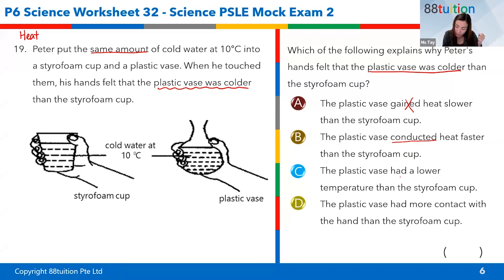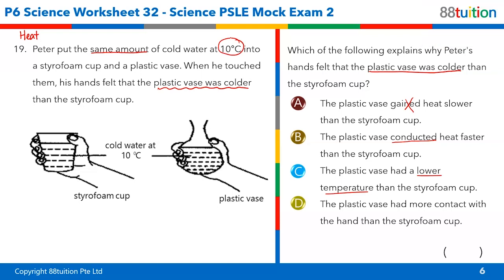Then C, the plastic vase had a lower temperature than the styrofoam cup. Now, this is not correct, because both the cups have cold water at 10 degrees Celsius. So you cannot say that one is at a lower temperature than the other. You're not reading the question: same amount of water at 10 degrees. That's why you cannot write this way.